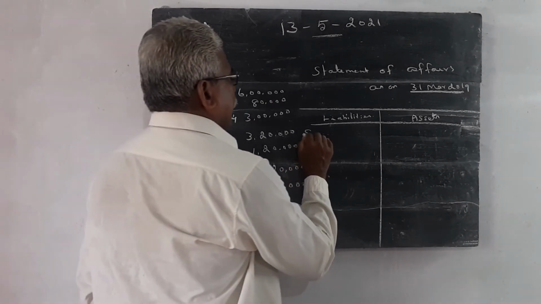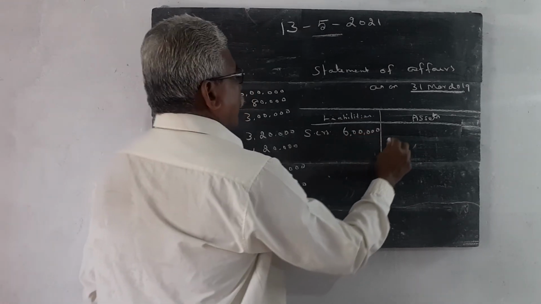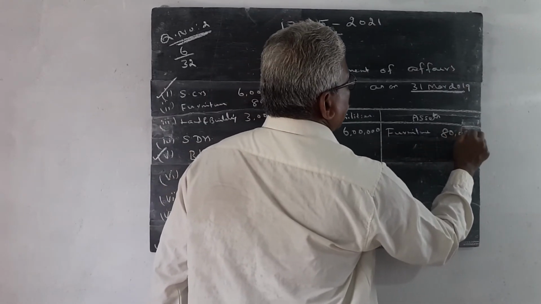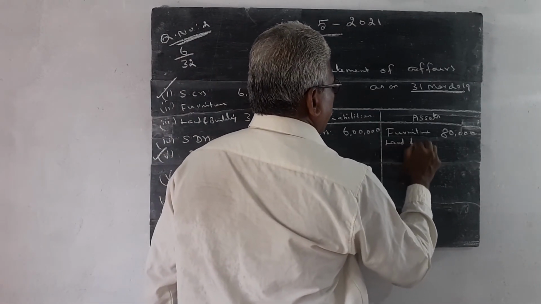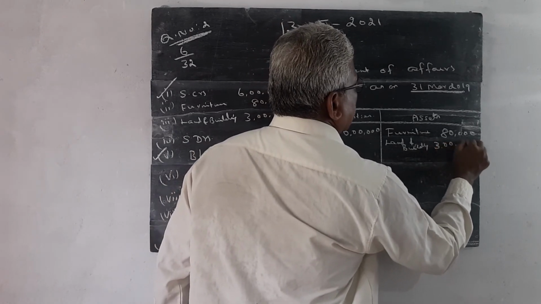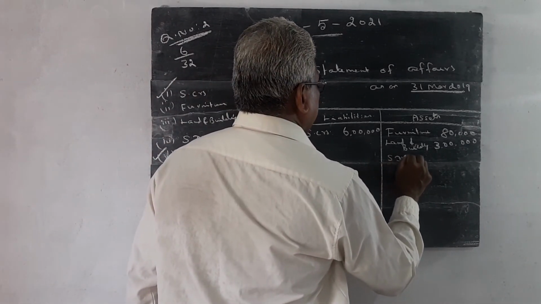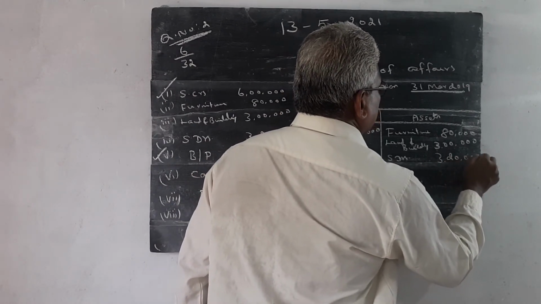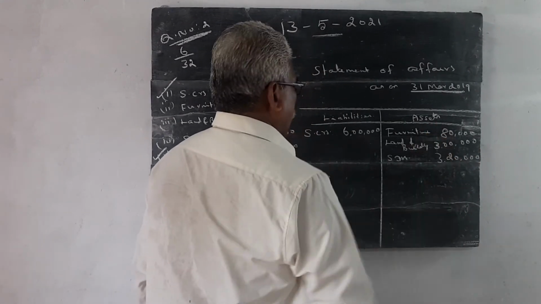First we write sundry creditors. Sundry creditors value is 6 lakhs. Furniture is an asset, 80,000. Then land and building value is 3 lakhs. Then sundry debtors value is 3,20,000. Try to write the information in order, then only we can easily total it.